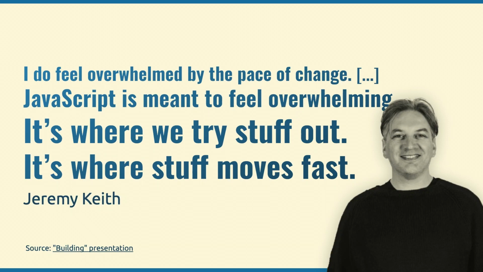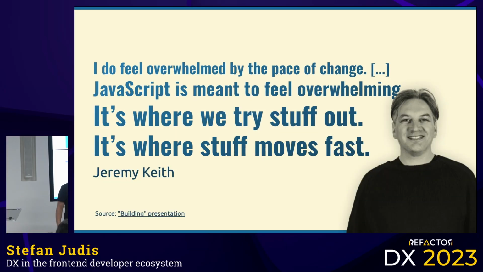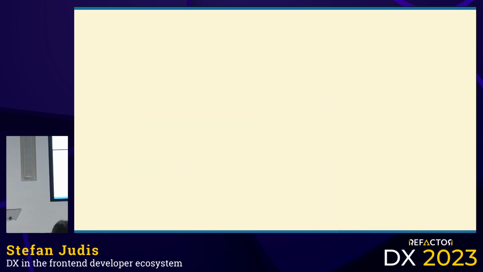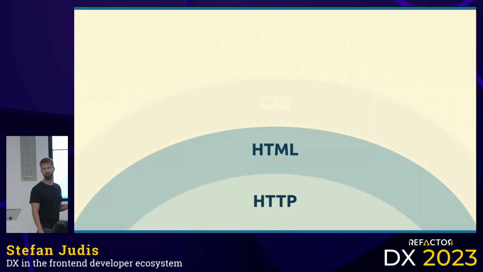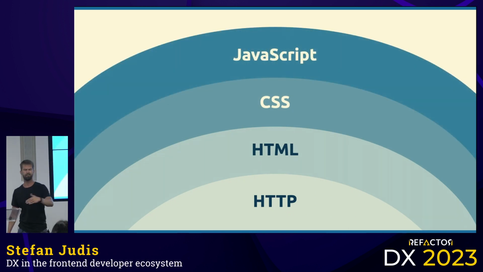Jeremy Keith once said that he feels overwhelmed by the pace of change. Yeah, feel that. But he says that JavaScript is meant to feel overwhelming. It's where we try stuff out. It's where stuff moves fast. And I think this is 100% true, because new solutions are often coming from the JavaScript ecosystem. And Jeremy also talks about a concept that is called pace layers. When we look at the web, it's built on top of several layers, right? We have HTTP, we have HTML, we have CSS, and we have JavaScript. And all these layers evolve at different speeds.